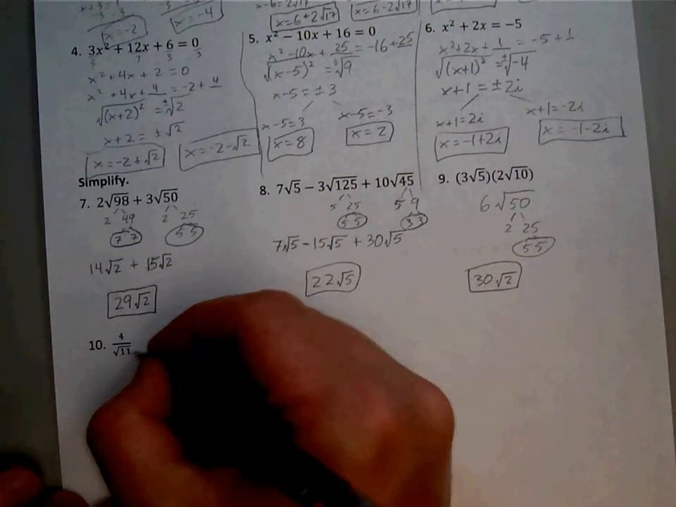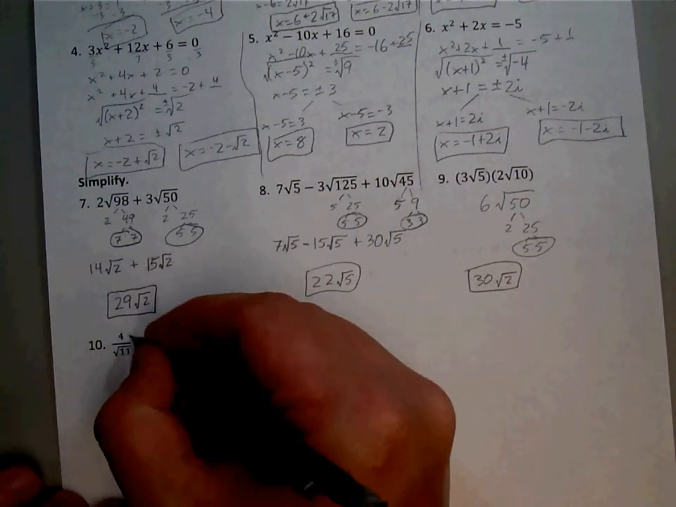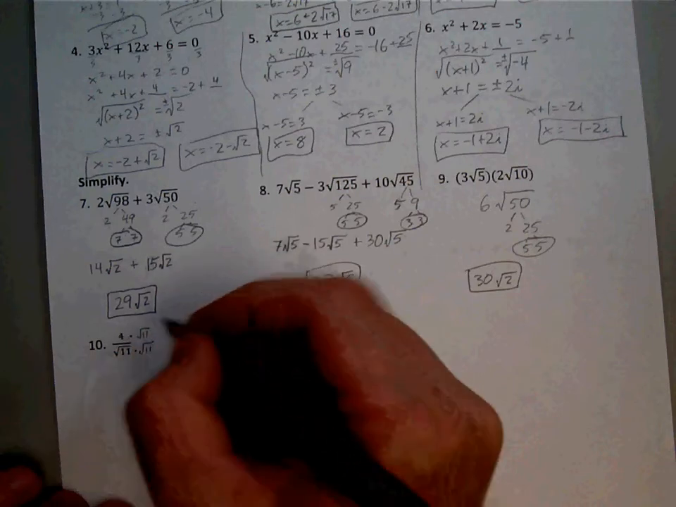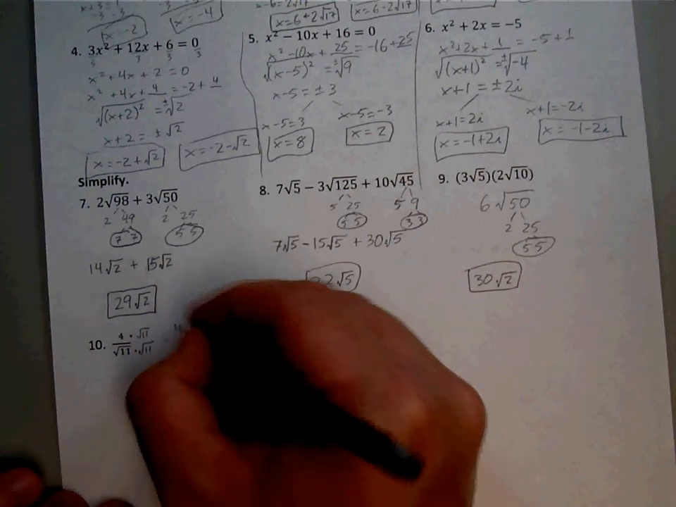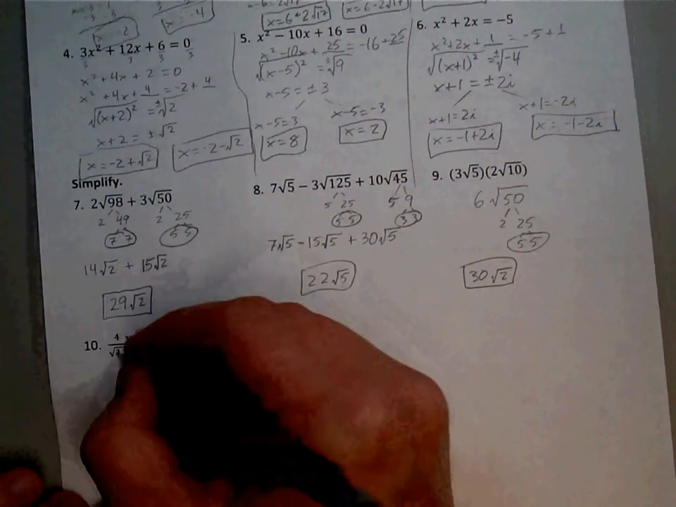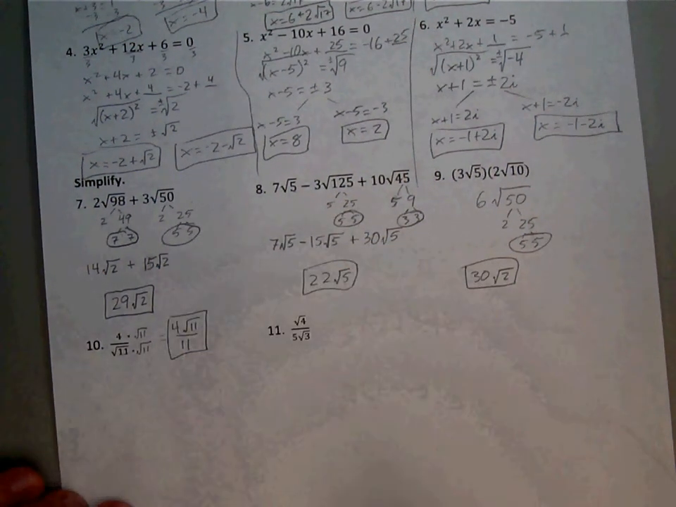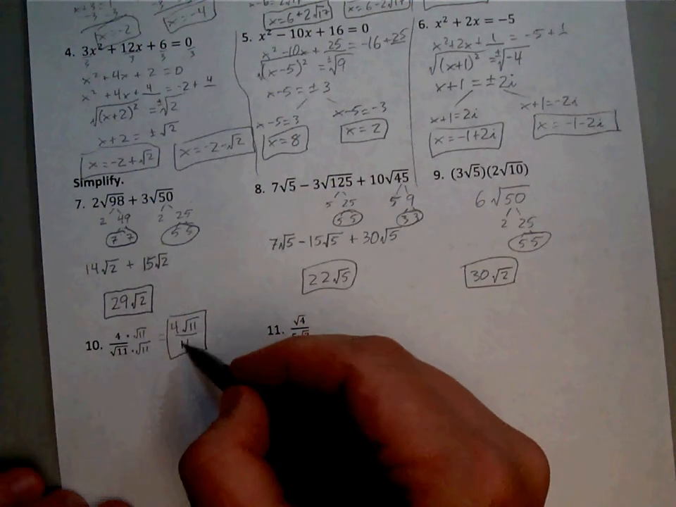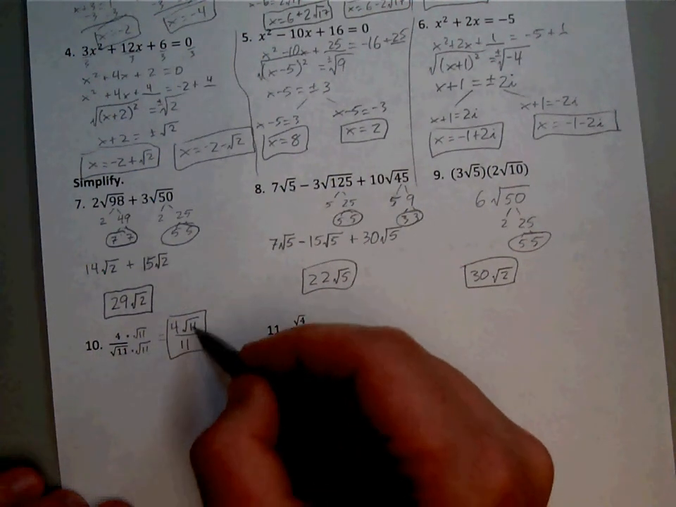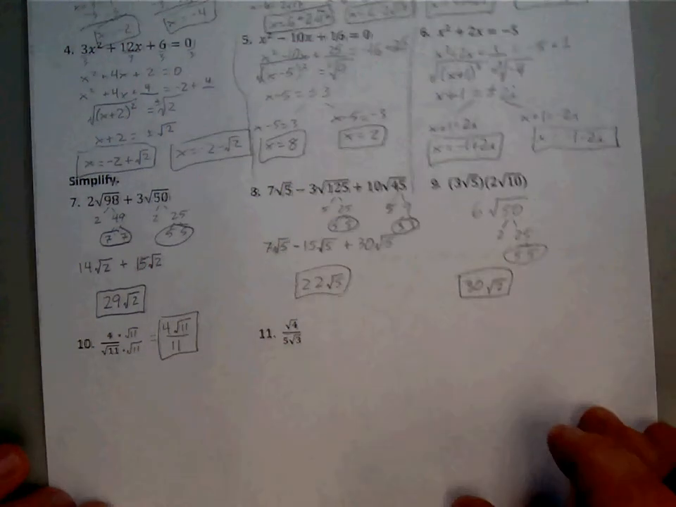Number 10, we can't have a square root in the denominator, so we multiply by square root of 11. So 4 square root of 11 over square root of 11 times square root of 11, which is 11. So there's our answer. 4 and 11 do not simplify, so I can't do anything. This 11's in a square root, so it can't combine with that 11.